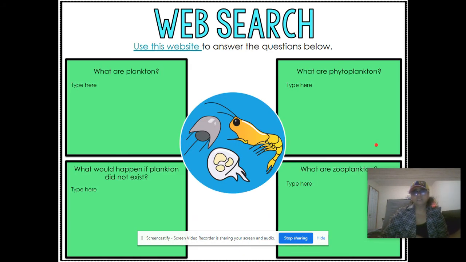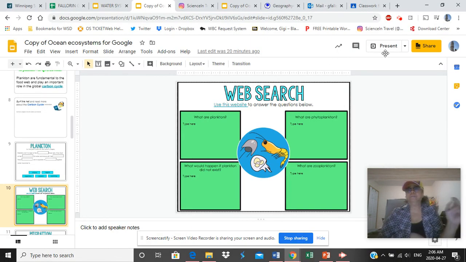Now, web search. When you are in the presentation or present mode, you can easily click this website so that you can find the answers to this. Because if you are not in the present mode and you can just see the slide, so this is now the part of the slide that you can easily fill in your answers.